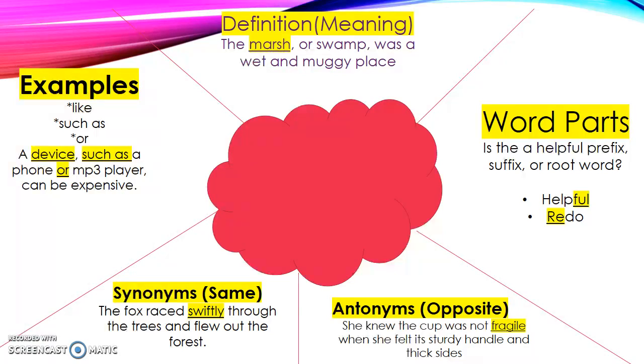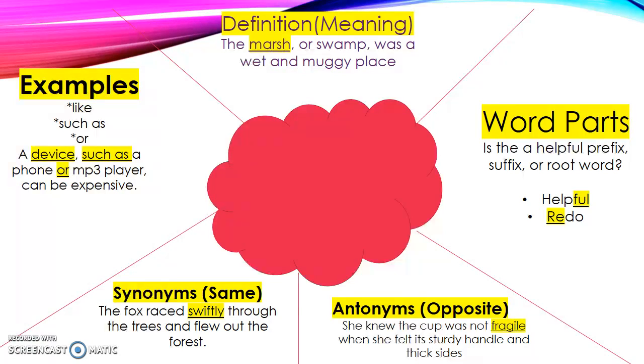Antonyms, which is the opposite meaning. She knew the cup was not fragile when she felt its sturdy handle and thick sides. My underlined word is fragile. I go back to my sentence and it says, she knew the cup was not fragile. Okay, what does fragile mean? After fragile, let's read the words. When she felt its sturdy handle and thick sides.